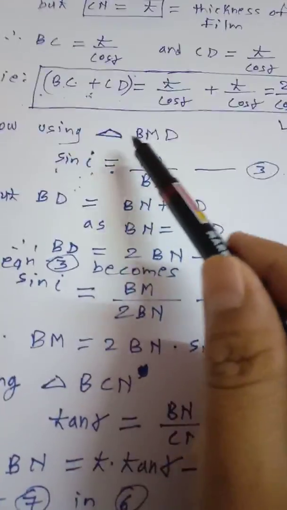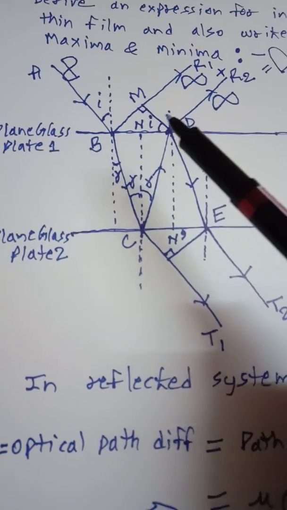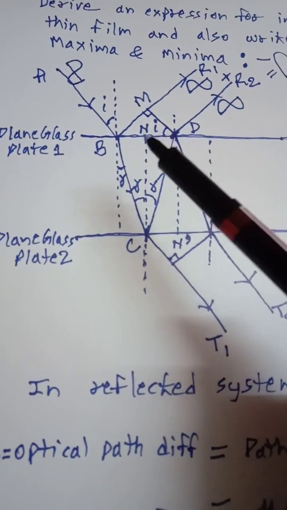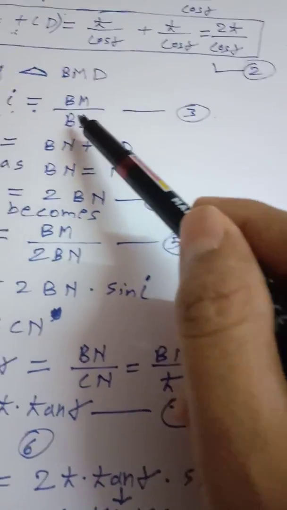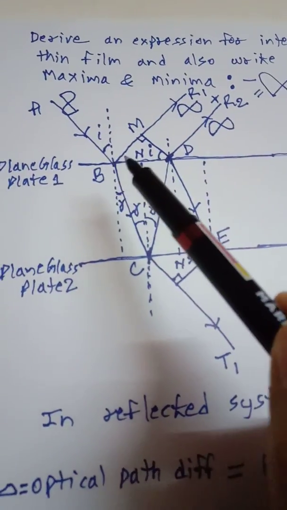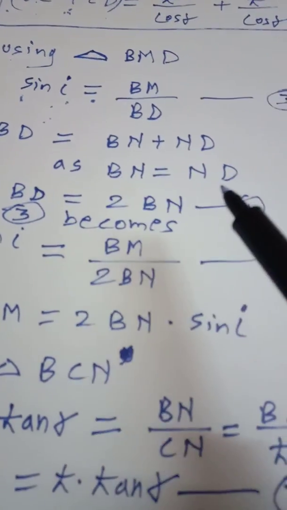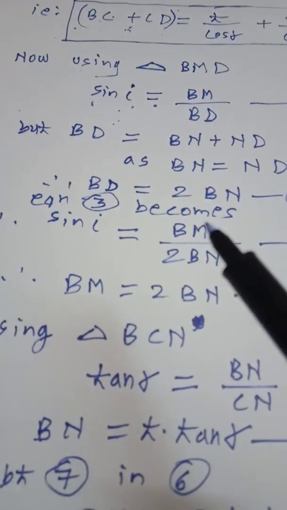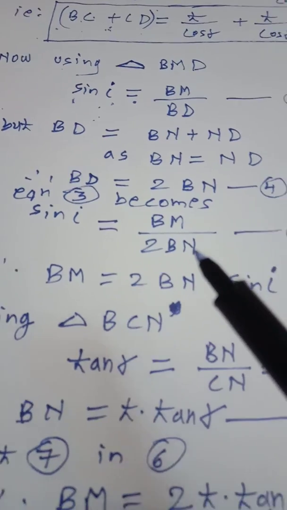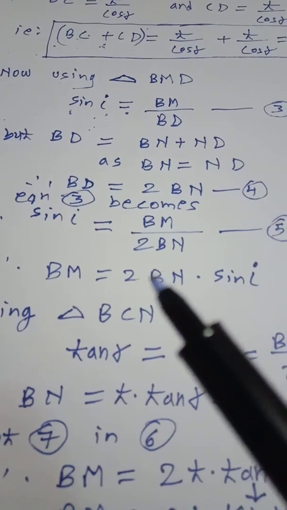So using triangle BMD, see this diagram. sin i will be equal to opposite upon hypotenuse, BM upon BD. BD is BN plus ND, but BN is equal to ND, therefore BD is 2 times BN. So sin i can be written as BM upon 2 times BN. So BM is equal to 2 times BN sin i.